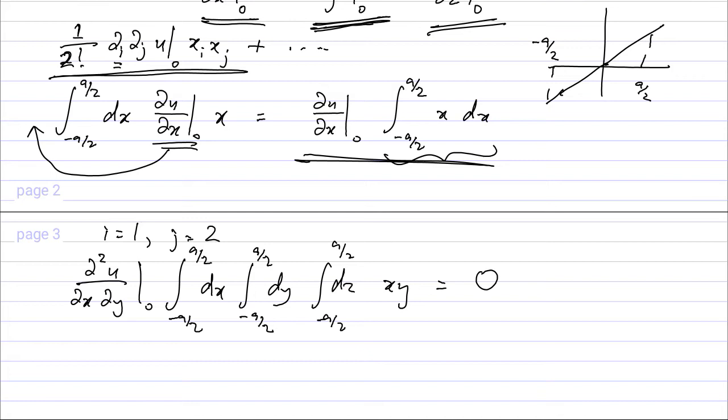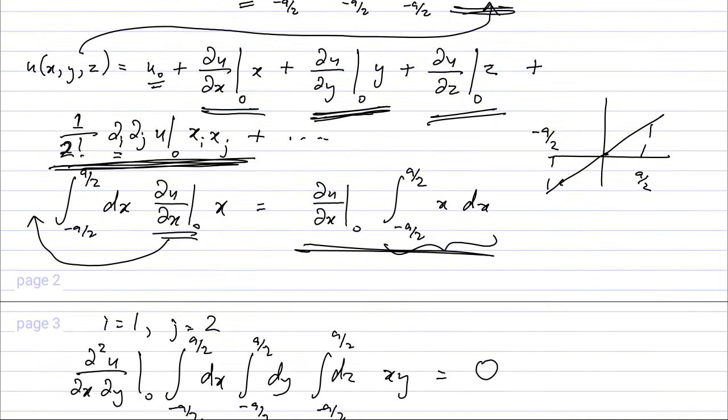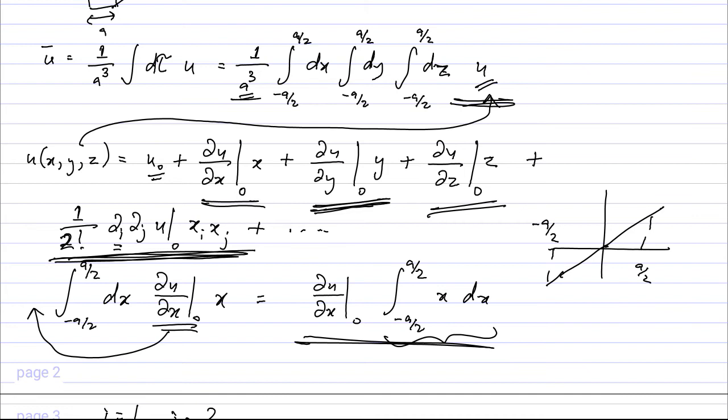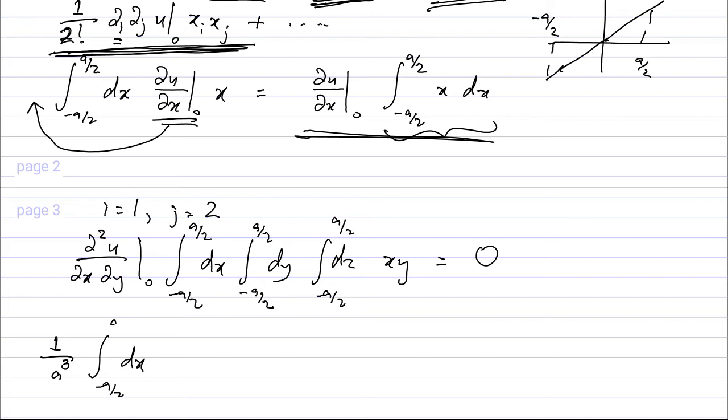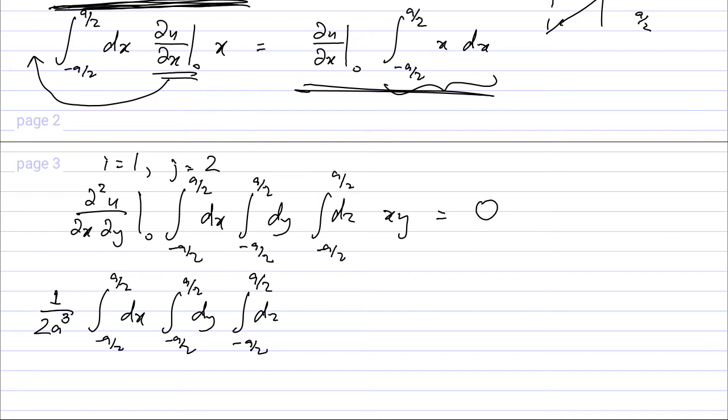So when i is equal to j, you are substituting this thing over here. Okay, so let's do that integral now. Rather than writing u bar, let me just write down the integral, because u naught is also contributing to u bar. So you have 1 over a cube, this is this term. Then you have dx from minus a by 2 to a by 2, dy from minus a by 2 to a by 2, dz from minus a by 2 to a by 2. And now, because there is this sum over i, you actually have 3 terms over here. So I bring 1 over 2 factorial outside, that gives you a factor of half outside.